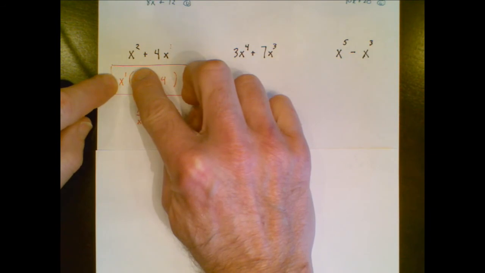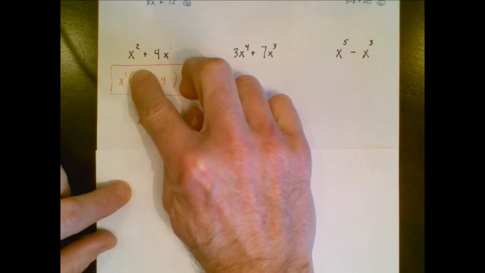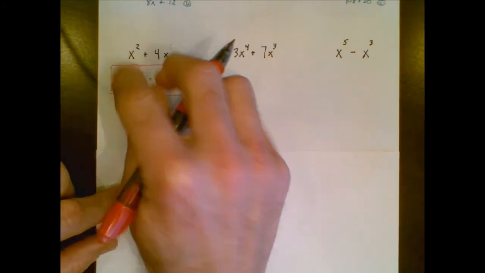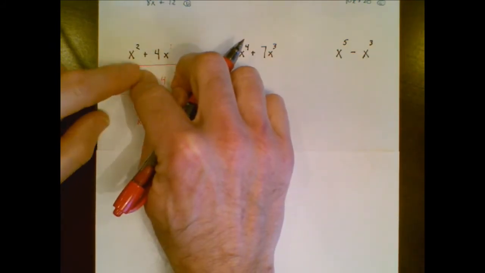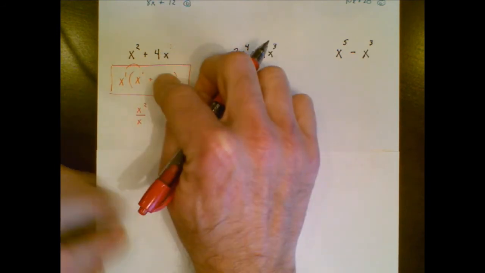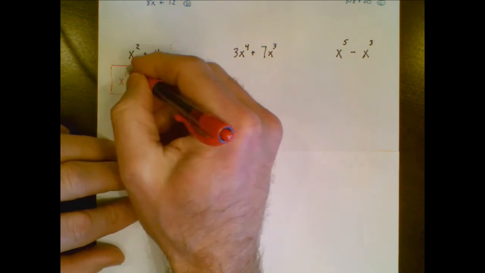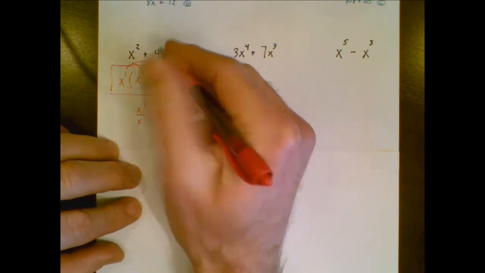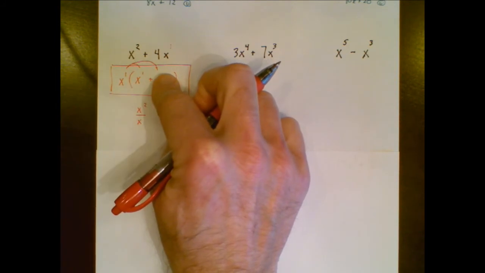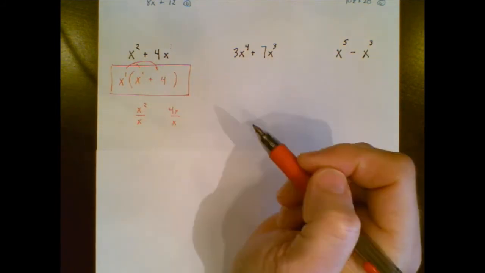If I have an x out here, what do I have to put underneath my finger to make that distribution work? X times some mystery piece gives me x squared. That better be an x. X times some mystery piece better give me 4x. That needs to be a 4.